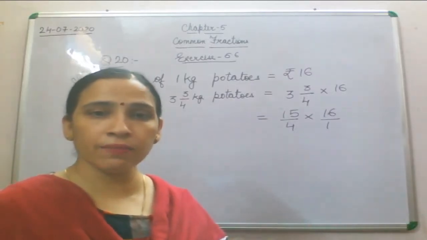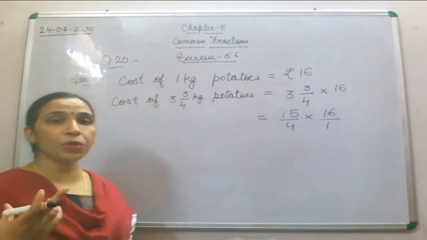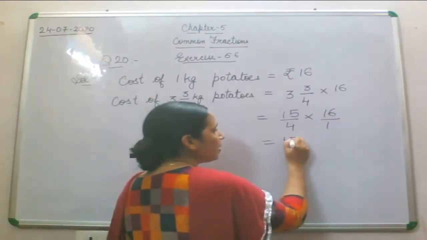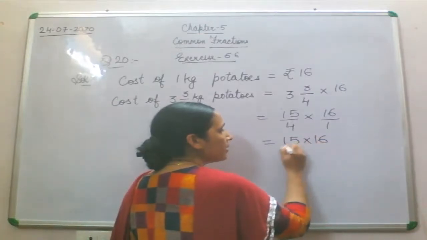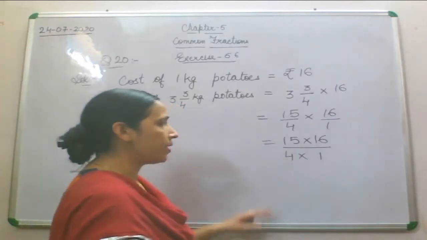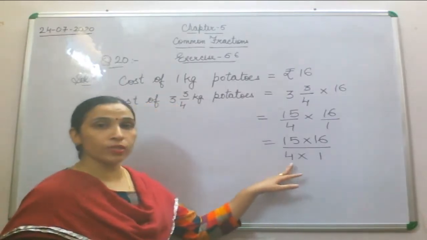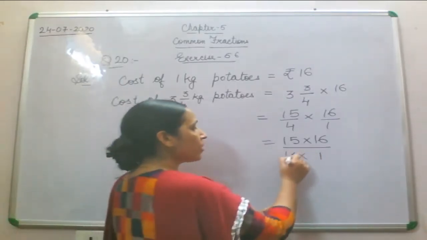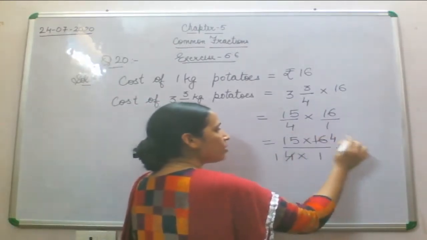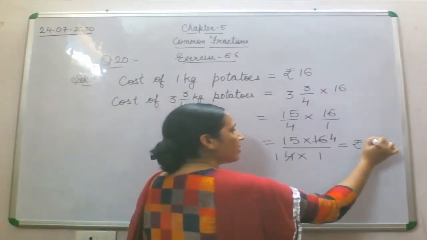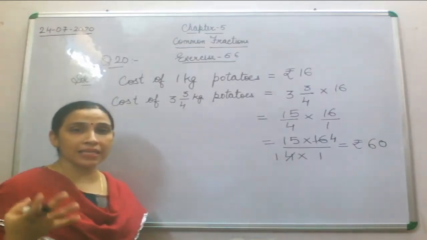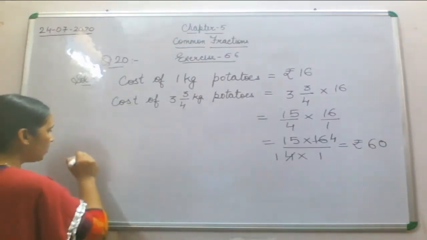Now what is the next thing we have to do? Now numerator will multiply by the numerator, and denominator will multiply by the denominator. So let's multiply. Now next step, in the table of 4, 16 is coming. So we will do cancellation, 4 ones are 4 and 4 fours are 16. Now 15 fours are, what will you get? 60. So what is the cost of 3 by 4 kgs of potatoes?